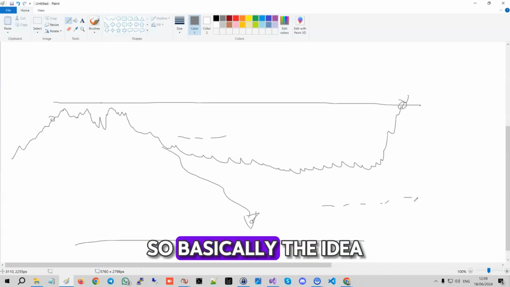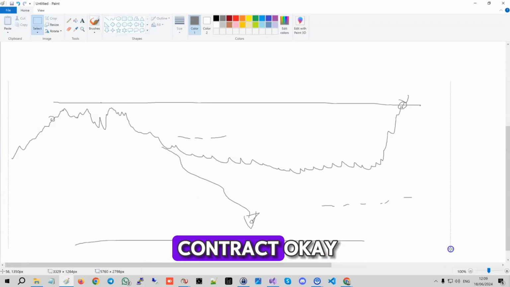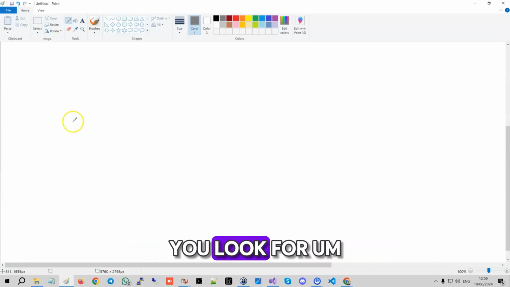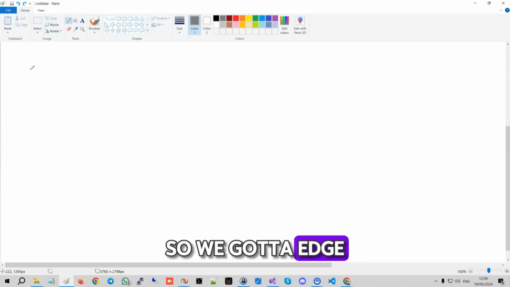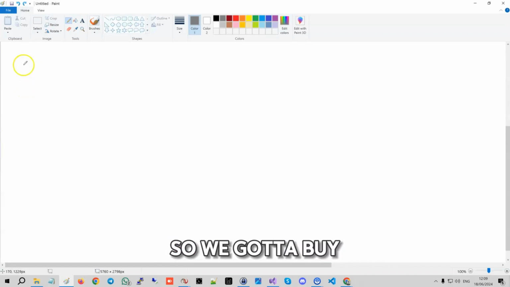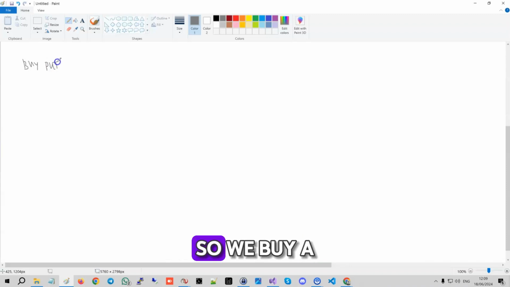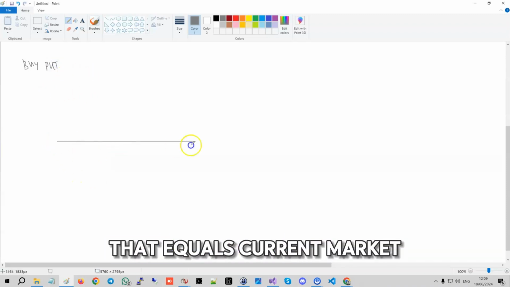So basically the idea is to hedge your risk with an options contract. Let's imagine the same situation where we're going to trade long, so we've got to hedge our short. So we've got to buy a put option. We buy a put option contract with a strike price that equals our current market.